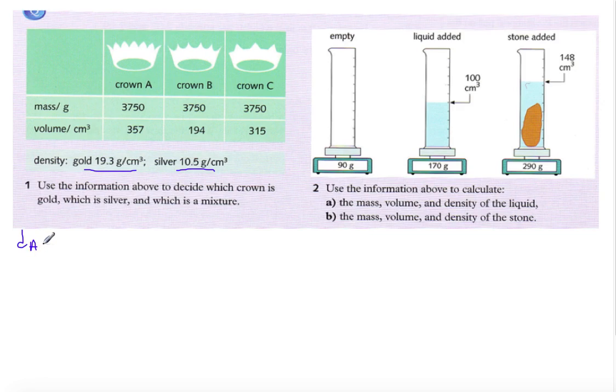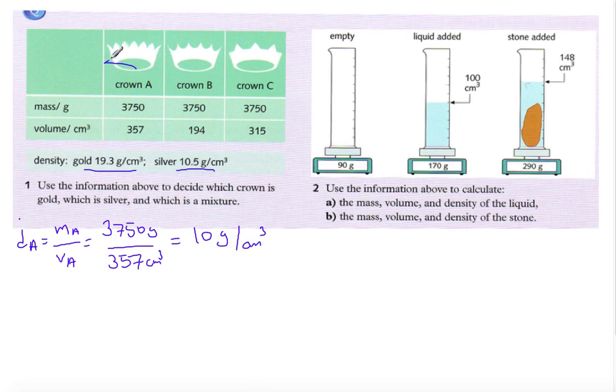Density A equals mass A out of volume A. Mass A is 3750 gram out of volume 357 centimeter cube. That gives 10 gram out of centimeter cube, so when we look at the gold and the silver, it is easy to understand A is a mixture.